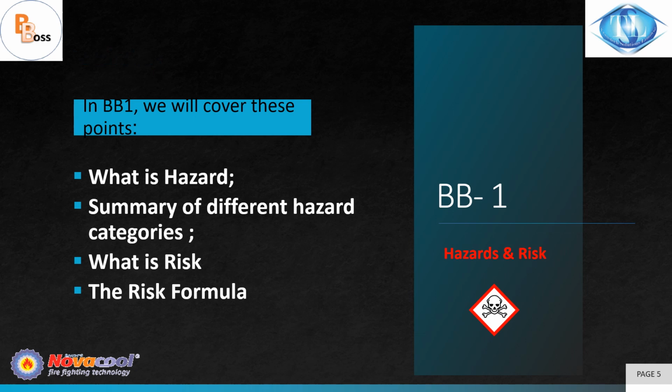Okay, what we are going to cover in this module are a few points. What is a hazard? And what are the categories of hazards? Although the categories are described and discussed in more detail in module 3, here we'll just have a quick look at the categories. And then after we learn the hazard, we will learn also what is a risk, and then the risk formula. Using the risk formula in risk assessment will be in another module in the future.